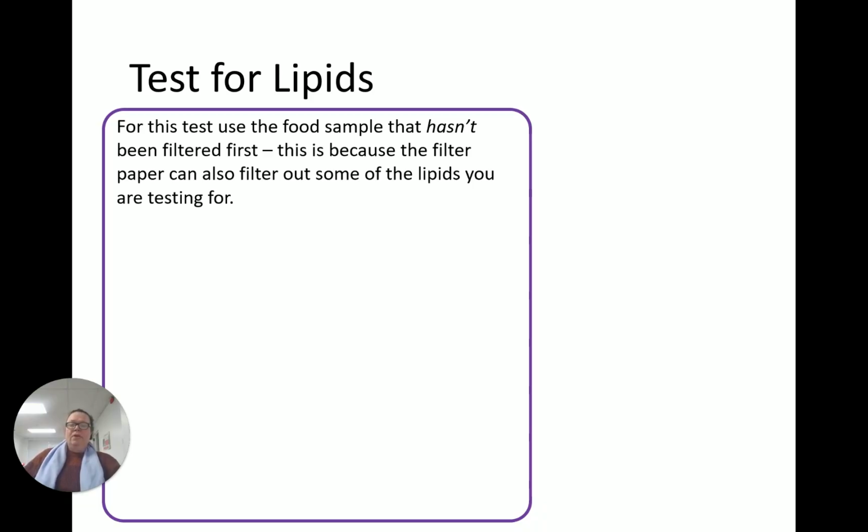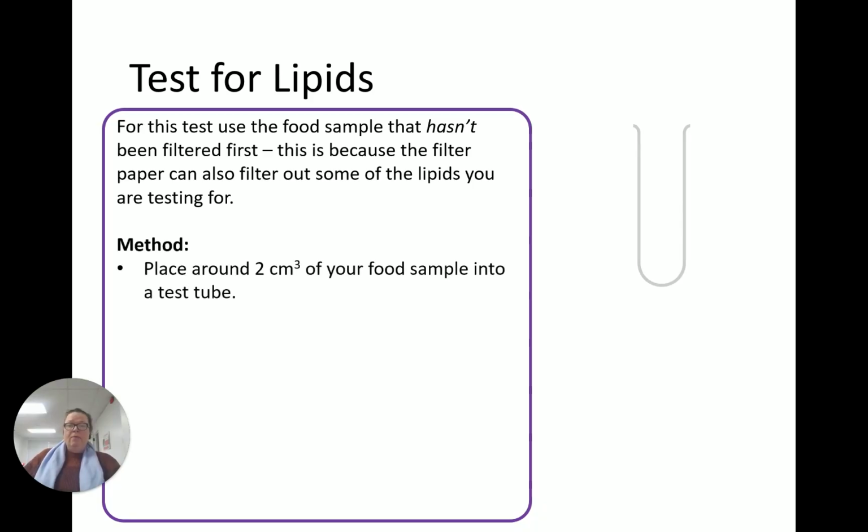Okay, so you can read what it says there. For this test, use the food sample that hasn't been filtered, because actually the filter paper can trap the lipids, so there wouldn't be any in there. So we need to just crush it and put water with it for this one, so that we don't lose all our fats in there. So we're going to place it in a test tube. Here we go.